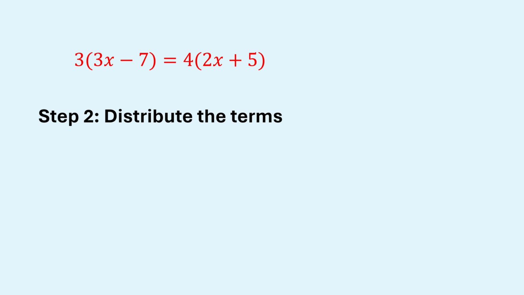Step 2. Distribute the terms. On the left side, 3 multiplied by 3x gives 9x. 3 multiplied by negative 7 gives negative 21. On the right side, 4 multiplied by 2x gives 8x. 4 multiplied by 5 gives positive 20. So the equation becomes 9x minus 21 is equal to 8x plus 20.